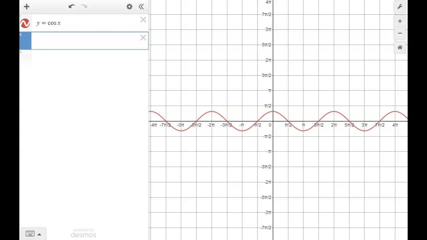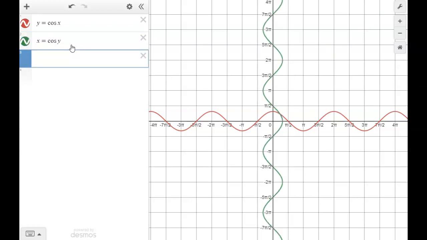So here we can see the graph of the cosine function, y equals cosine of x. If we want to see the inverse, we would switch the x and the y and graph x equals cosine of y. And we can see that those graphs reflect over the diagonal line y equals x, so they are inverses. And the x equals cosine of y fails the vertical line test.